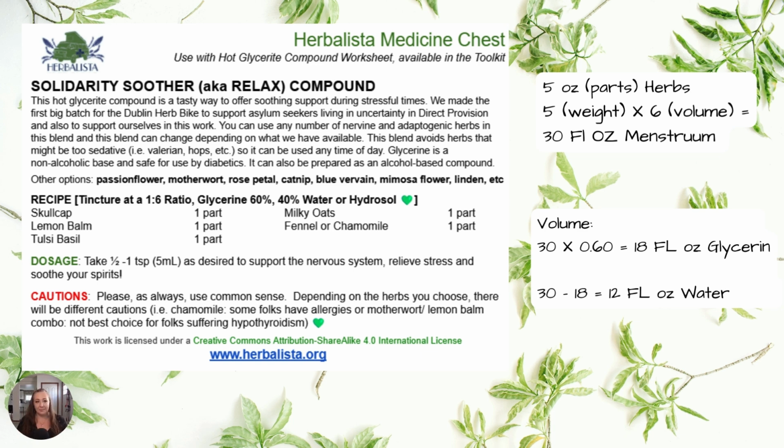of menstruum. If you were wanting to go the other way with this, say for example, you were wanting to make this relax compound, but you did not have any milky oats, you could still make it, but we would just use a weight now of 4 ounces, multiplied by 6 ounces, which would be our volume. So then you would only need 24 fluid ounces of menstruum. And then from there, you could figure out what 60% was of the glycerin, and the rest would be your water or hydrosol.